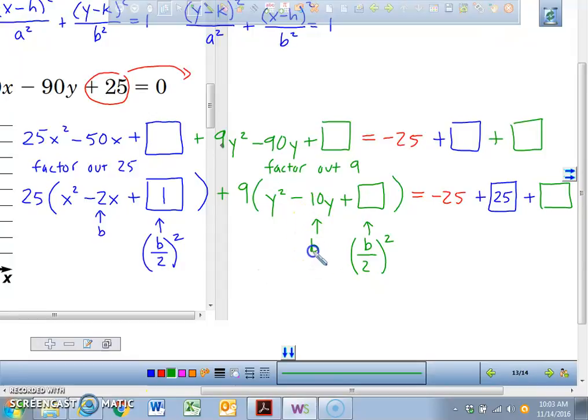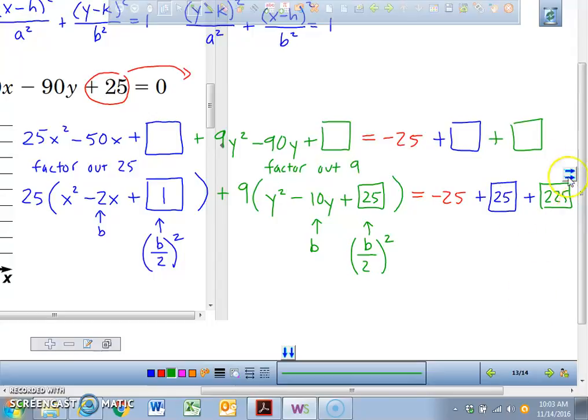This is the b value of my second quadratic right here. All right? You get negative 5, and then you multiply that by itself, which gives 25. So put 25 here. Very good. So half of negative 10 is negative 5. Negative 5 squared is 25. But then, what do I have to take this 25 and multiply by? By 9. So I have to do 9 times 25. Which is 225. Very good. So put 225 right there.